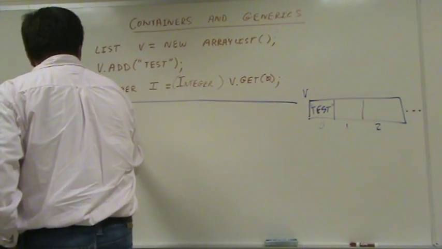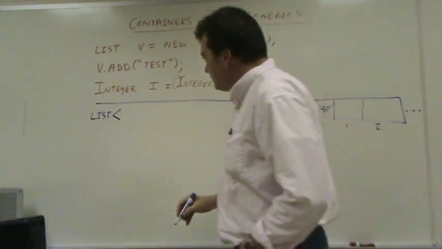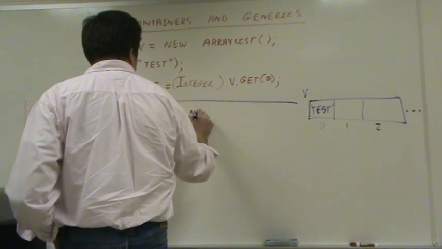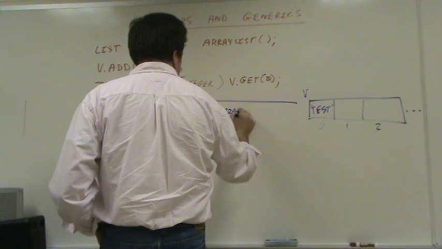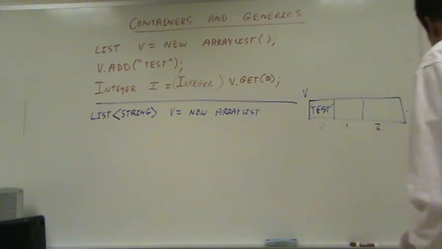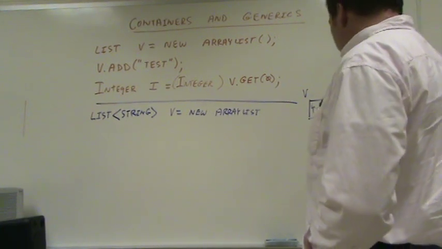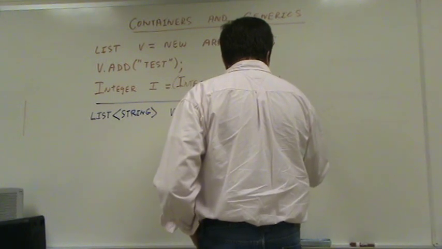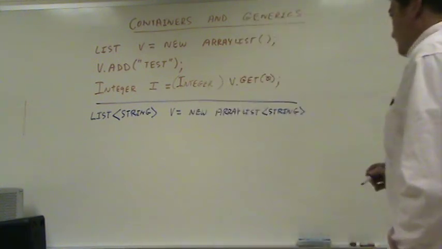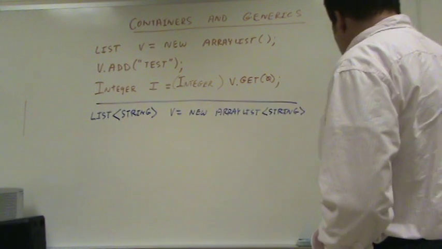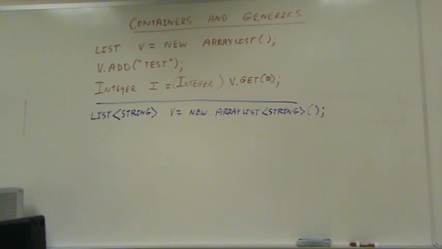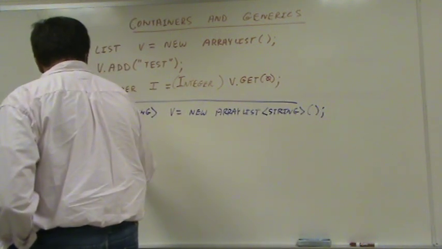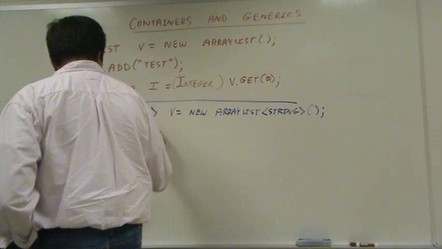We could say list, and then we're going to do the less than sign and say string. V equals new array list. Okay, and then the same line would work.